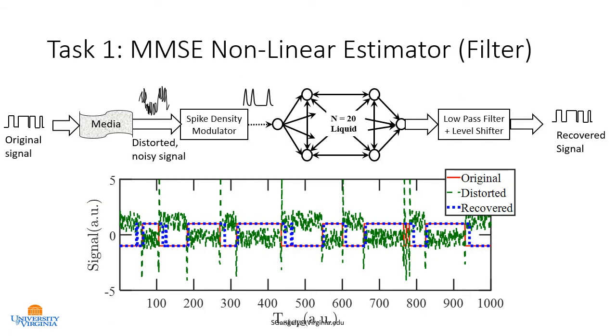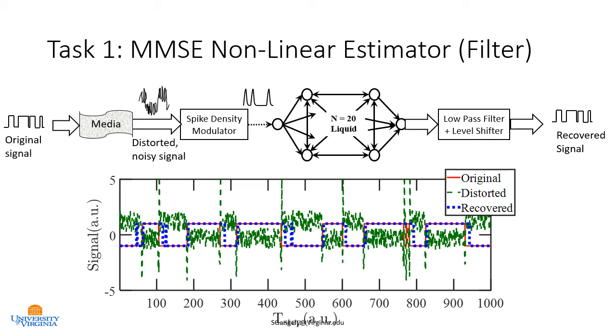The first task I'm showing you is a non-linear estimator or filter. As a signal, a bit stream comes in. There's some sort of a channel or media that distorts the signal. I make a spike density modulator, and I teach the reservoir computer or the liquid state machine to infer back this original signal out of this distorted signal. Then I do a low pass filtering and some level shifting to get a recovered signal back.